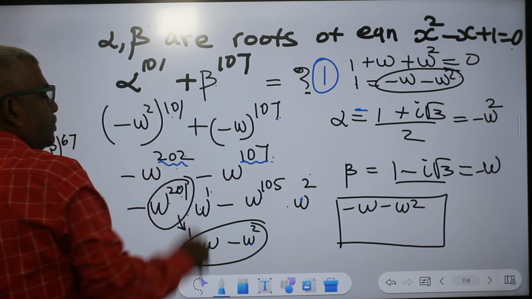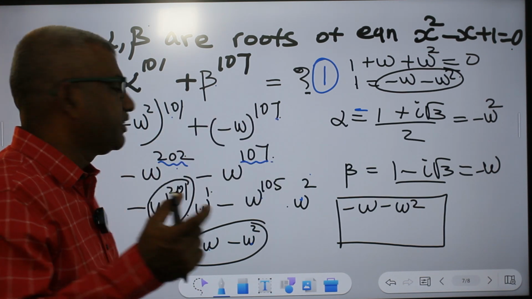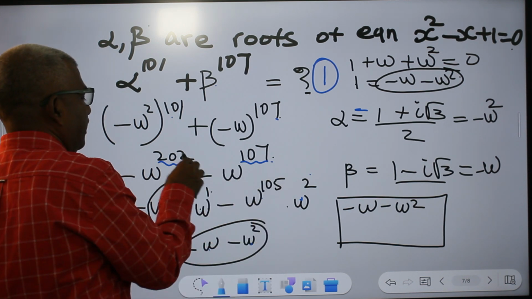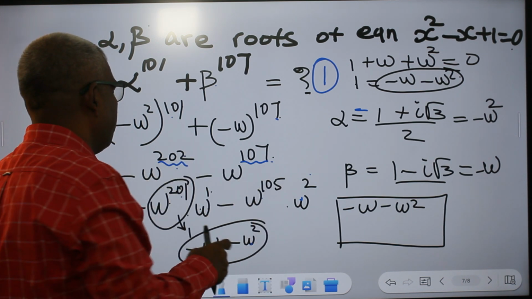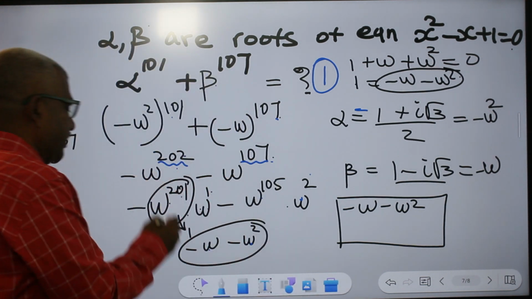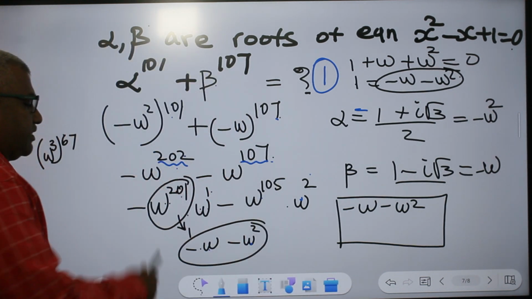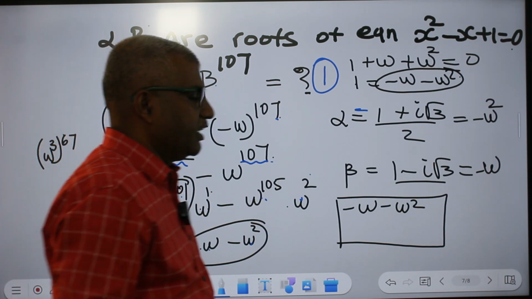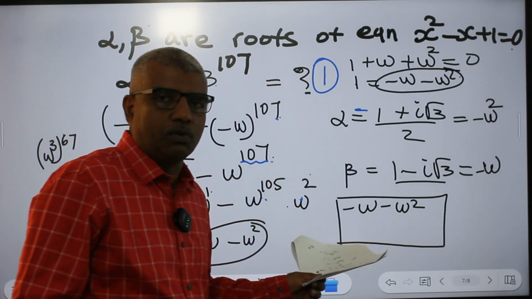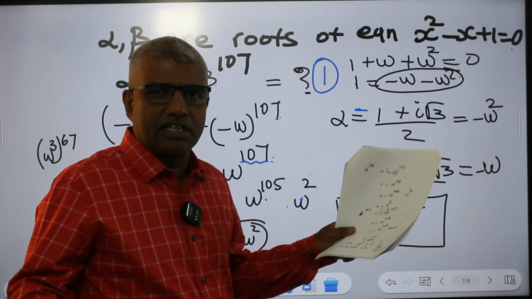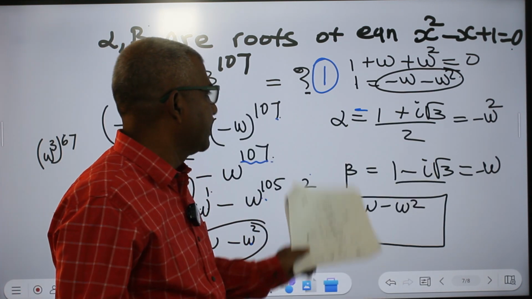Minus, then 202 I am splitting with multiples of 3 and the remainder. 202 is 201 plus 1. 107 is 105 plus 2. Okay, omega power 201 is 1, and this is 1. So minus omega squared. In the options minus omega squared is not there. In the options it is 1 and 0, something like that.